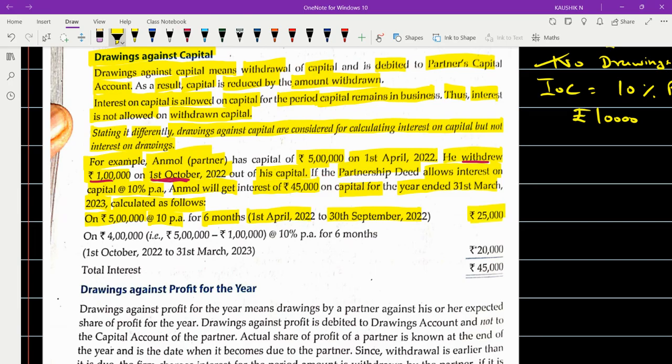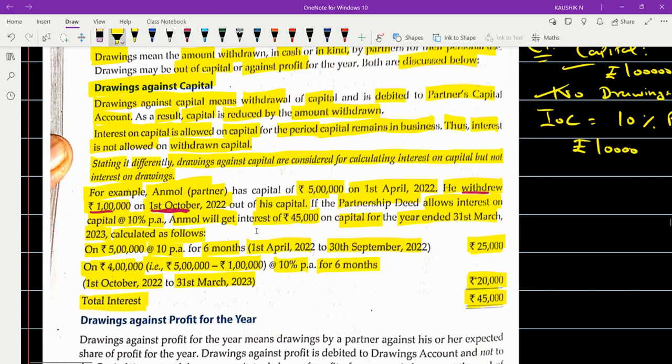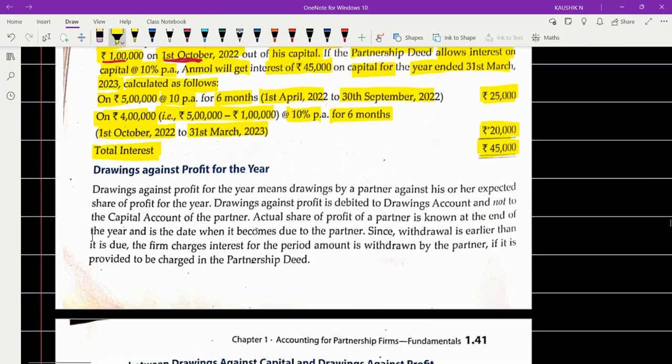And then after withdrawing 1 lakh from the 5 lakhs, your balance capital will be 4 lakhs. So on the 4 lakh rupees, you calculate 10 percent for another 6 months, from 1st October to 31st March 23, and you get rupees 20,000. When you add these two values, you get rupees 45,000 as your total interest. Able to understand the concept of interest on drawings against your capital? Any doubt in this concept?